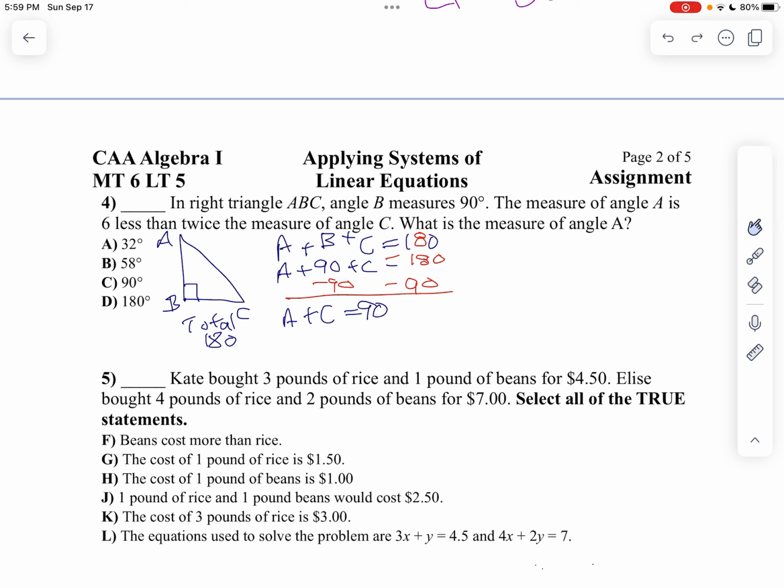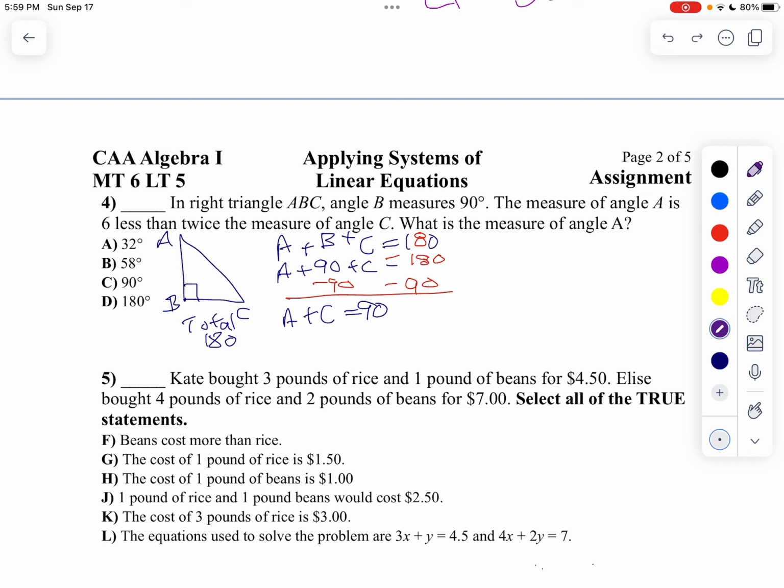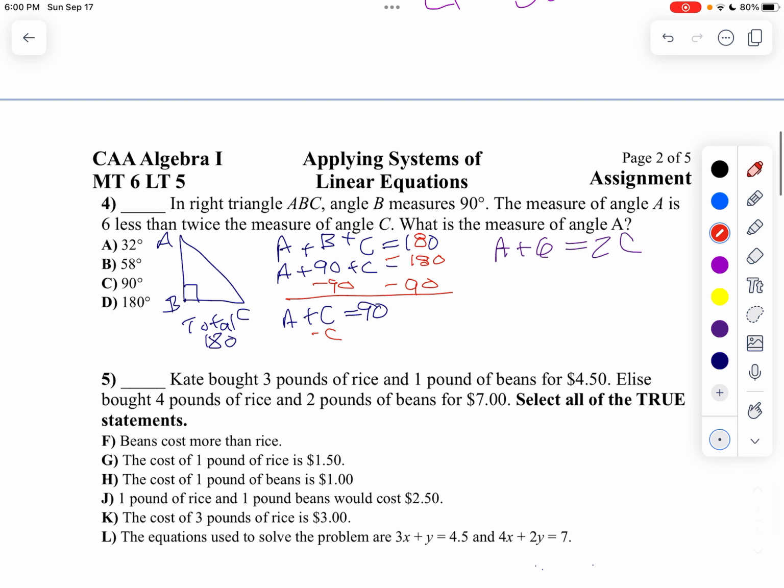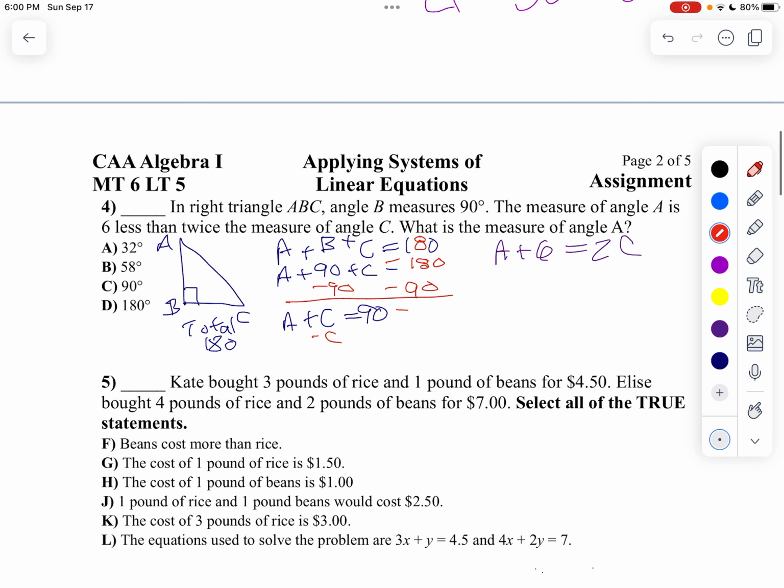We know the measure of angle A is 6 less than. So when I look at that, I always like to say the one that's smaller I'm going to add to. So I'm going to say A plus 6 equals 2 times C. Now, it seems like substitution would work here because angles can be a decimal, and they're not in columns. Let's get one of the letters by itself. Let's get A by itself. You could just as well solve for C, but I'm going to do A.